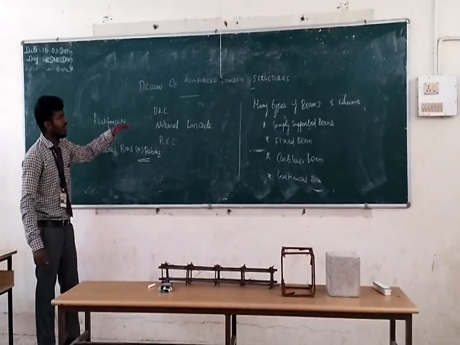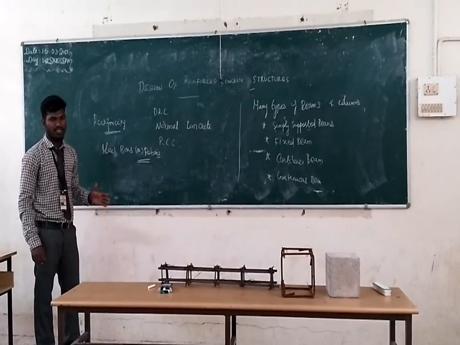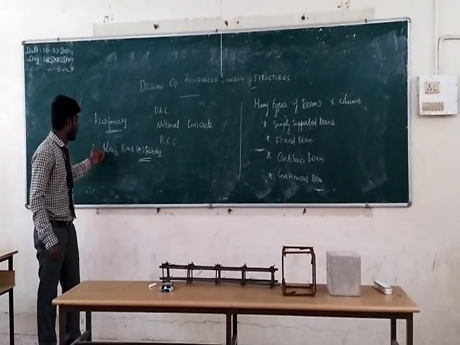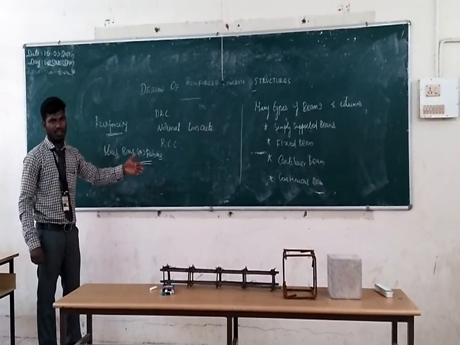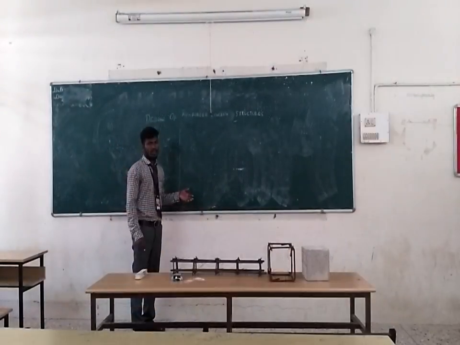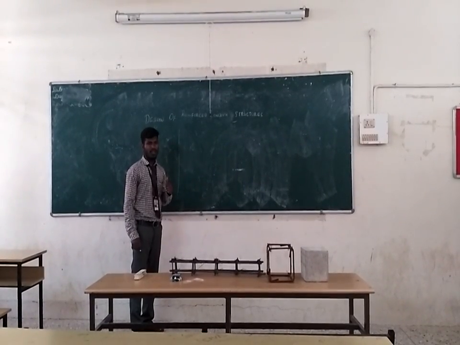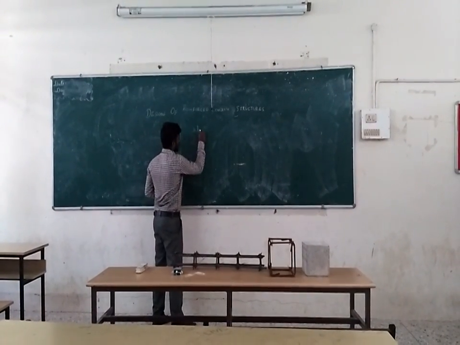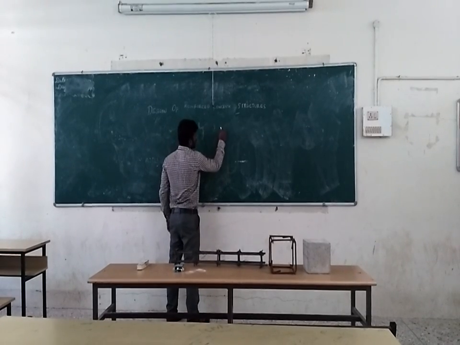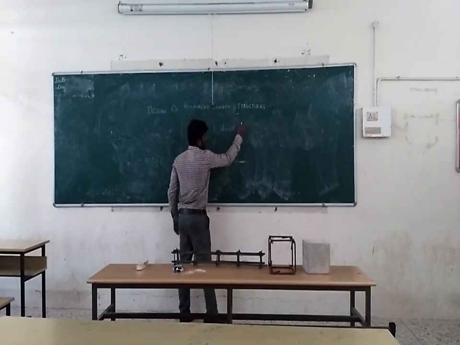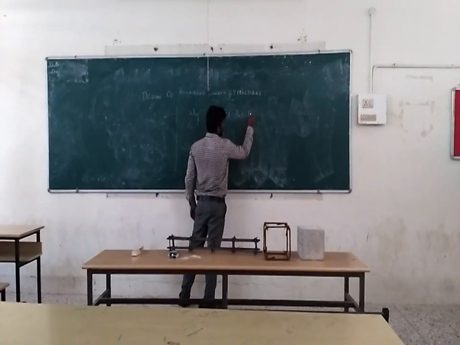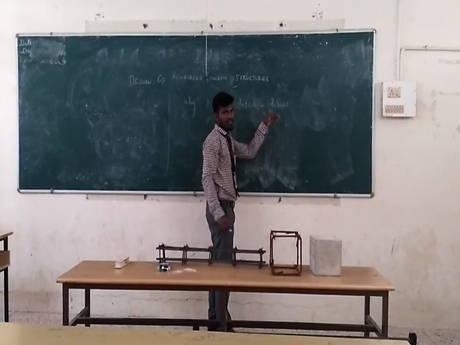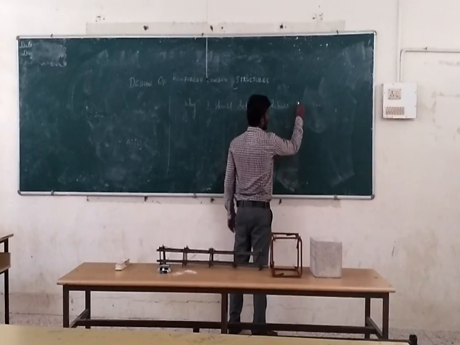So this is the ultimate aim of design of reinforced concrete structures. What we are going to do is introduce reinforcement, that means reinforcing steel bars, into concrete. So this is our ultimate aim. Now I am telling why we should introduce reinforcing bars in concrete. Why should I introduce rebars, that means reinforcement bars, in concrete?